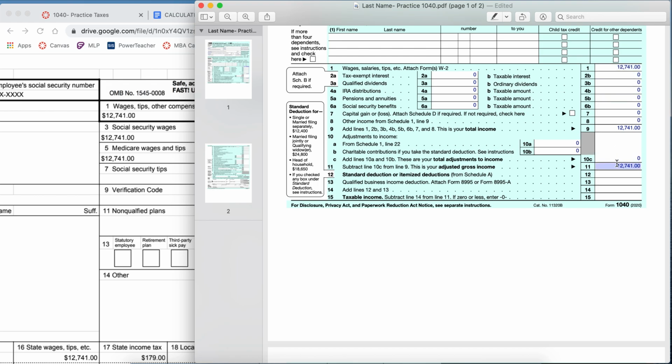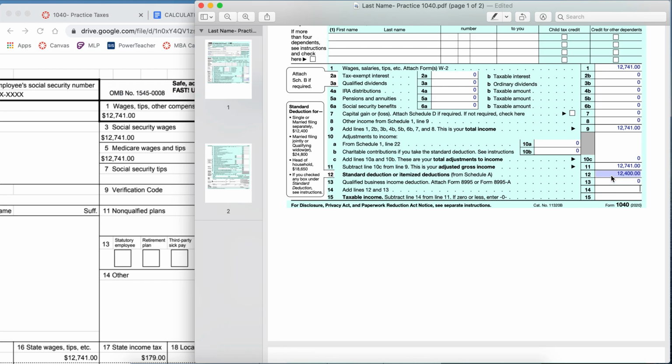12,741 is greater than 12,400, so we put 12,400 here. If it was less than, we would add $350 to her income, but it is not, so we put 12,400 there. We do not have a qualified business, so we put a 0 in line 13.